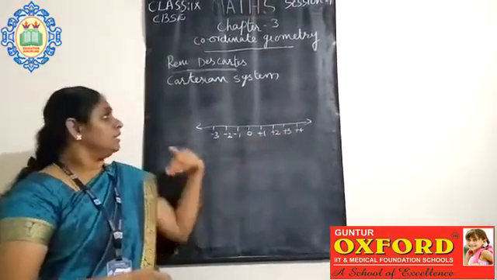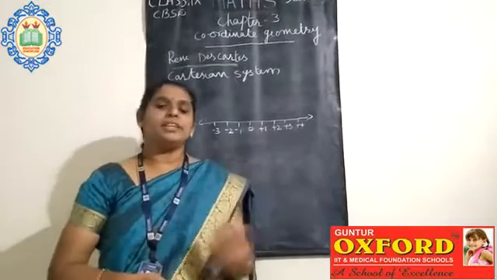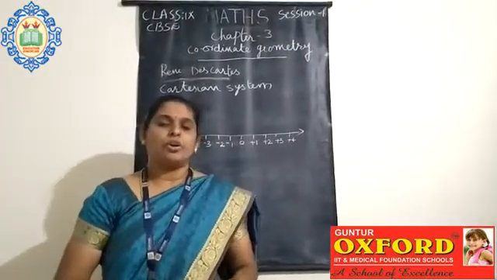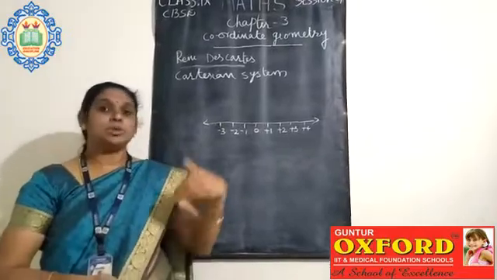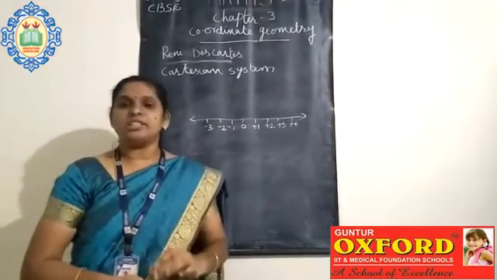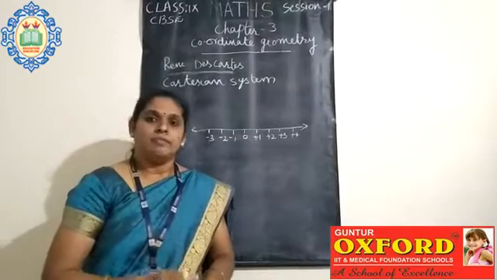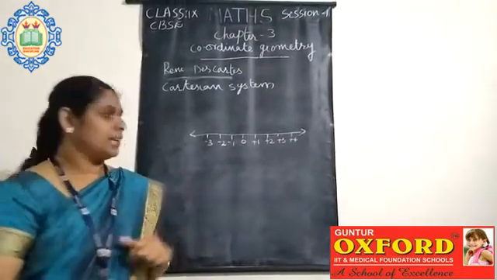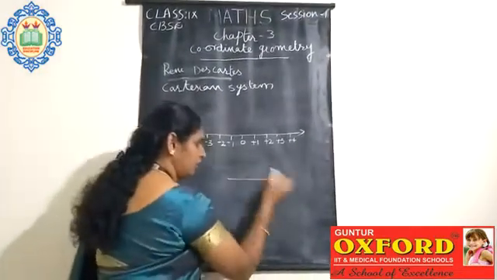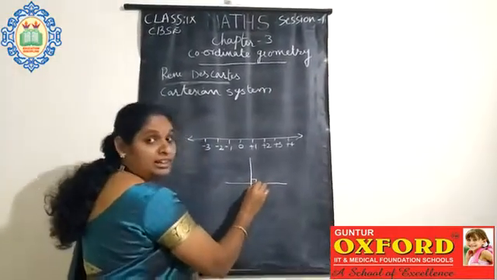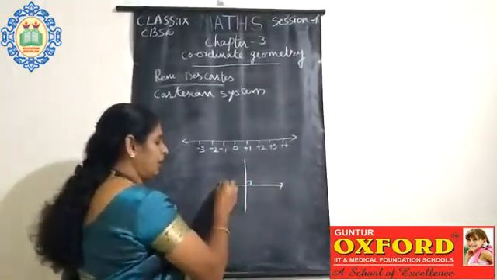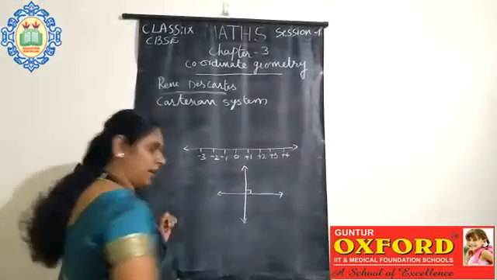Okay. Now, for locating a point in a plane, we need two perpendicular lines. What is meant by perpendicular, children? When two lines intersect and make an angle of 90 degrees, those lines are known as perpendicular lines.